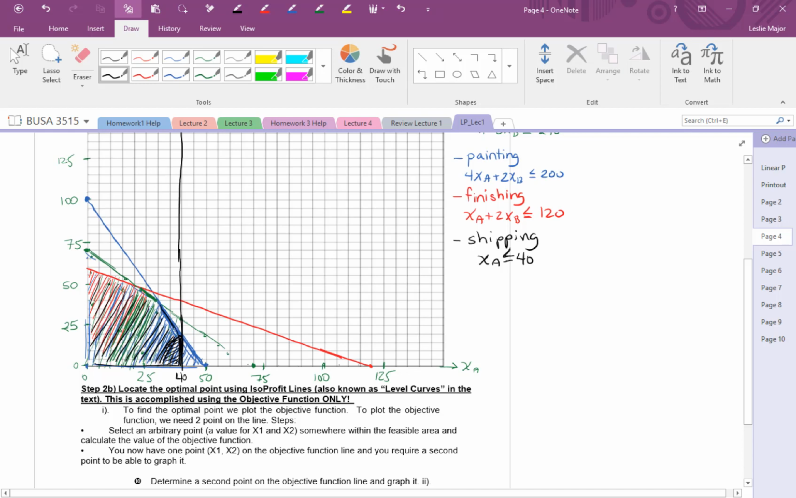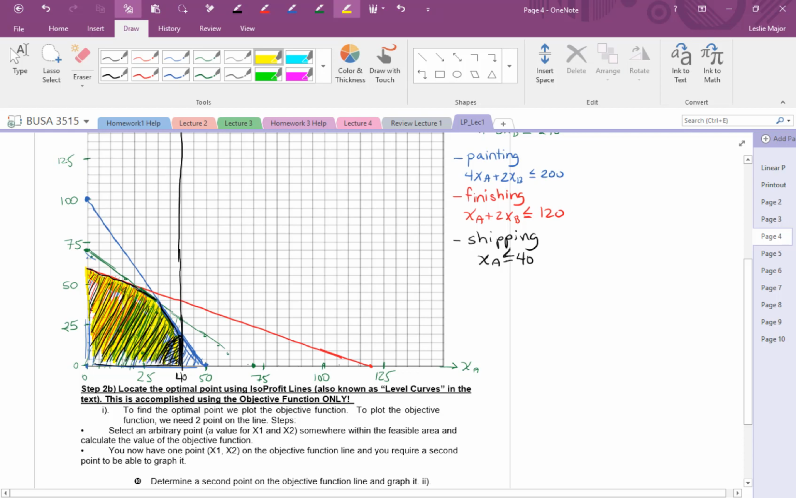So now our area of feasibility is this area right here, this whole shaded area. If we want to make it really clear, we could also highlight it in yellow. So this now is finally our area of feasibility.